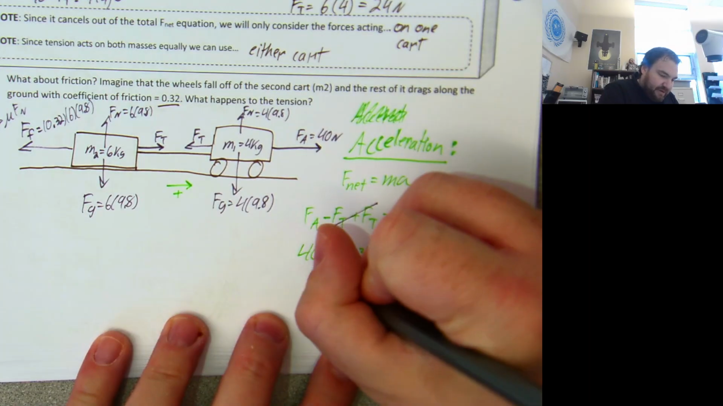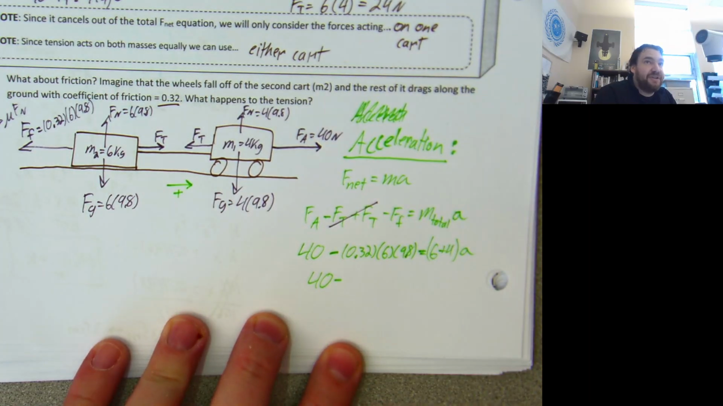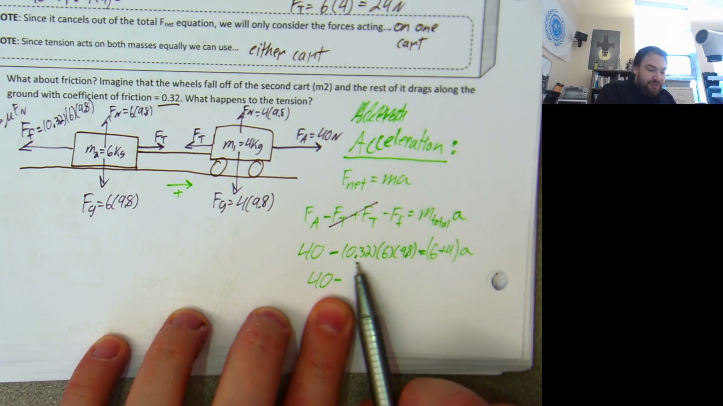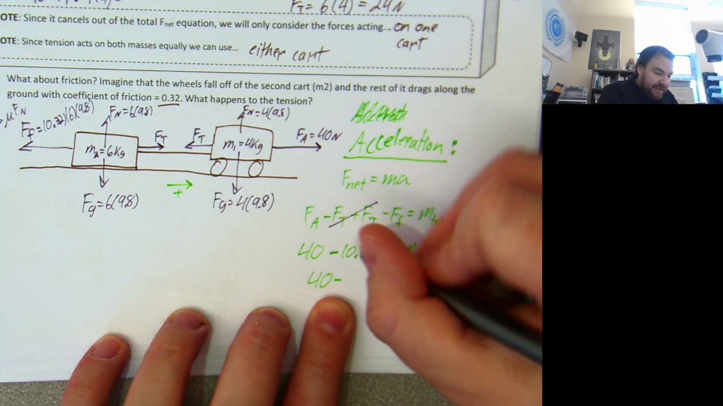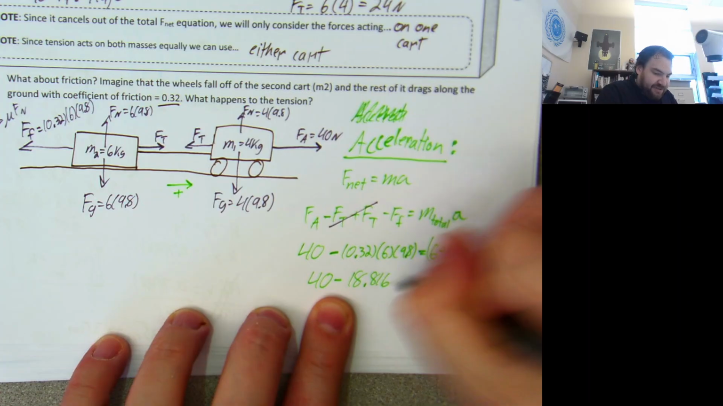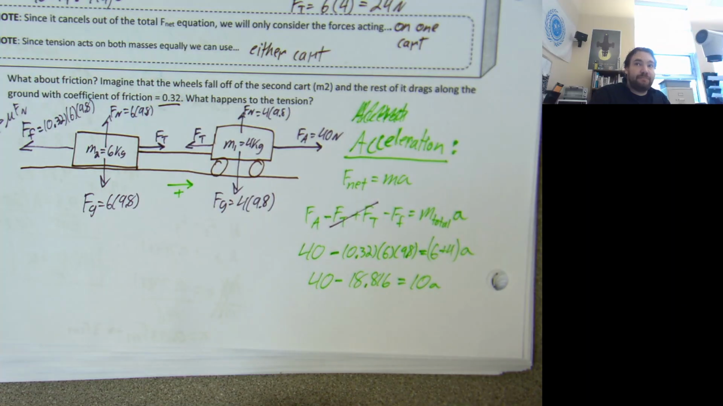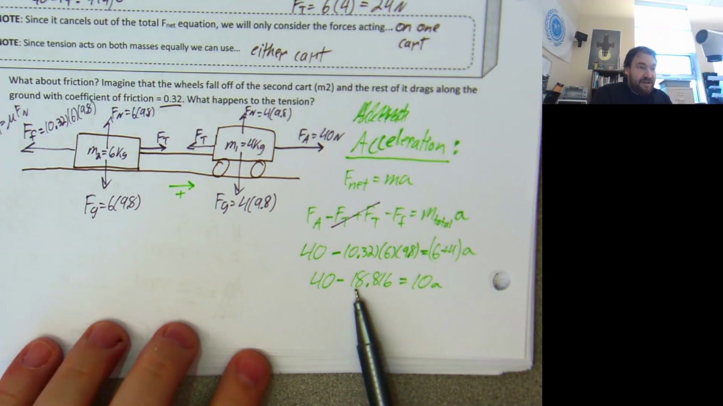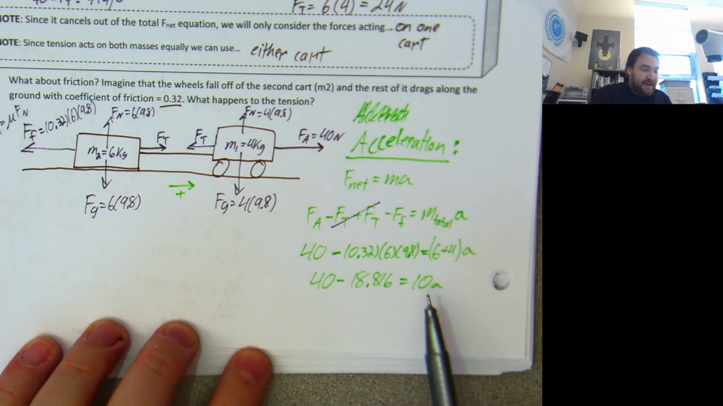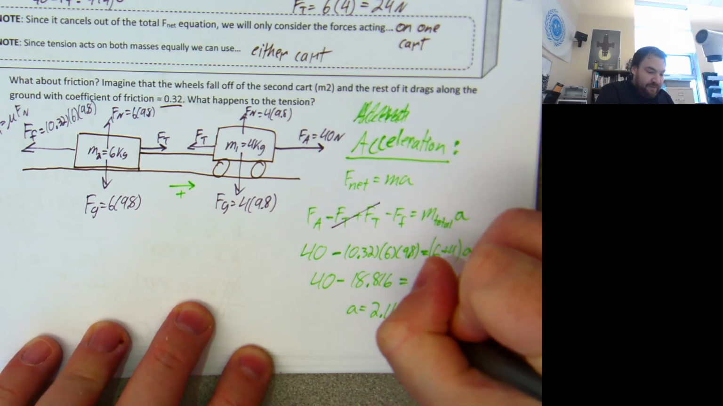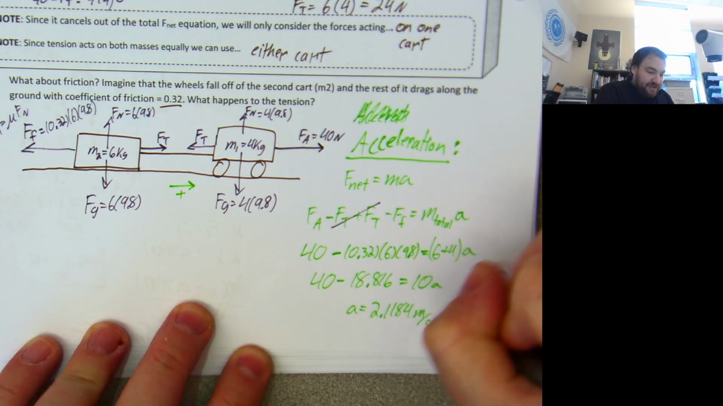So I've done some of the math for you already, and for the sake of time, I'll just tell you what it is. It's going to be 40 minus this expression, 0.32 times 6 times 9.8, which is 18.816, and that's going to equal 10A. So if I solve 40 minus 18.816 divided by 10, we're going to find that the acceleration is 2.1184 meters per second squared.